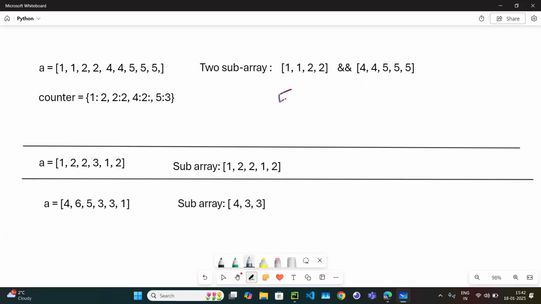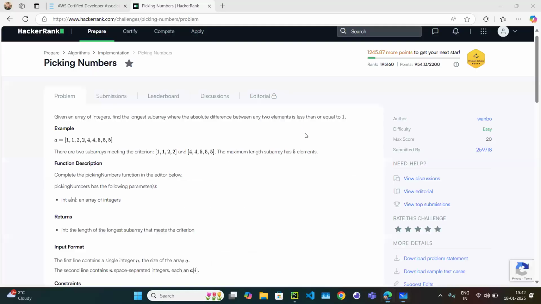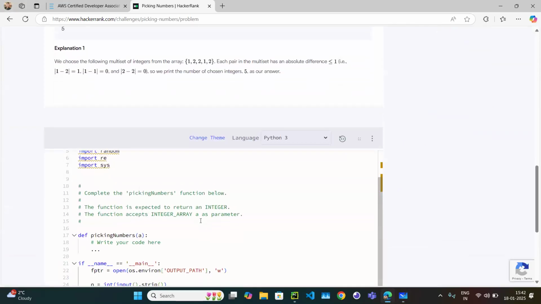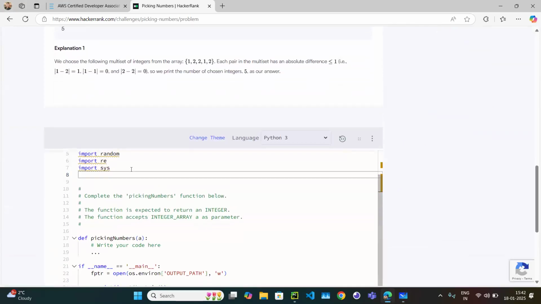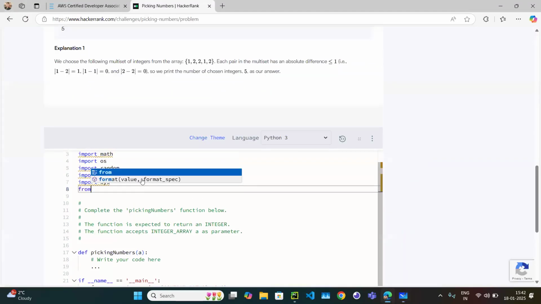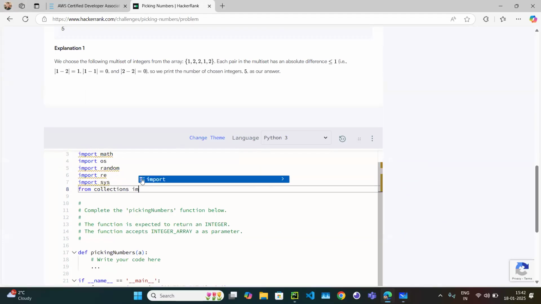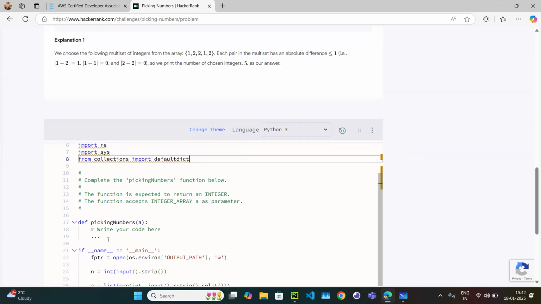So the dictionary will be much easier. Let's try to solve that. First we need to create a dictionary, which is simple. From collections, import defaultdict.